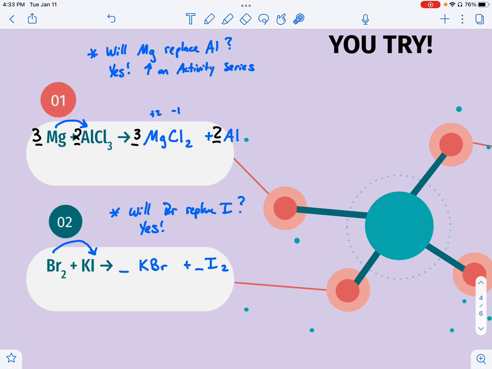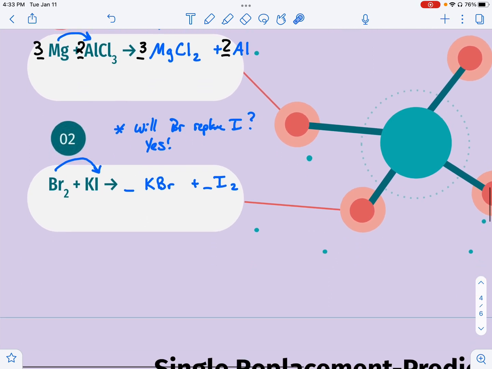Now I do need to go back and make sure I have the correct coefficient after I write the formulas correctly. So I'll do that by balancing the magnesium, 3 magnesium on this side, 3 on the other side, the aluminum, 2 aluminums, 2 aluminums, and the chlorines. 2 times 3 gives me 6, 3 times 2 gives me 6. So I'm going to make sure that's balanced in the end.